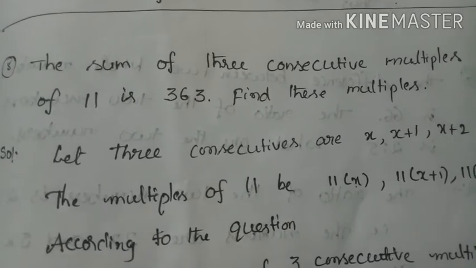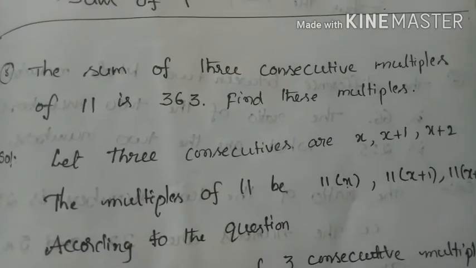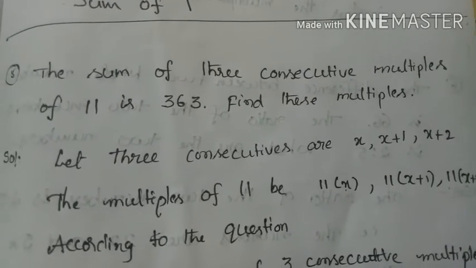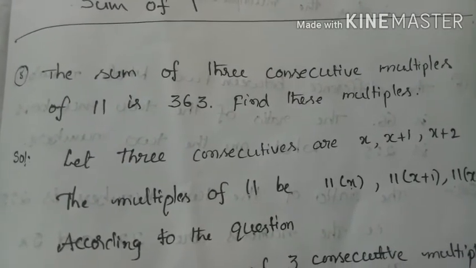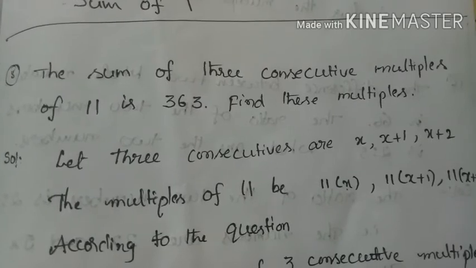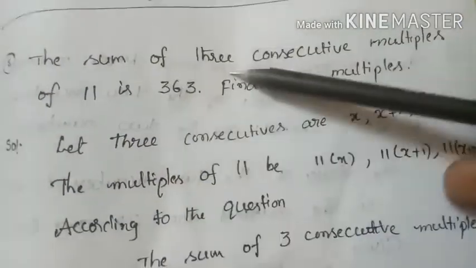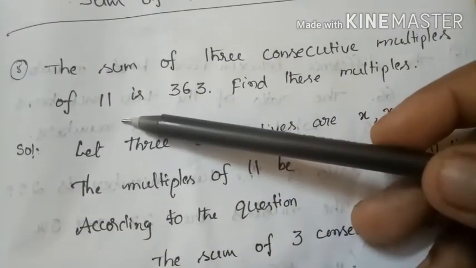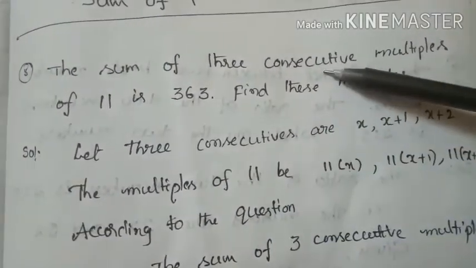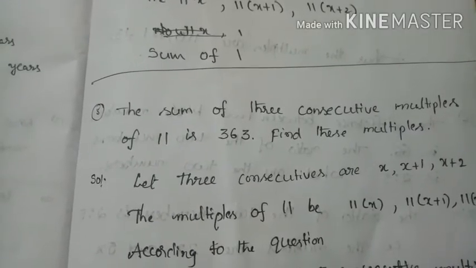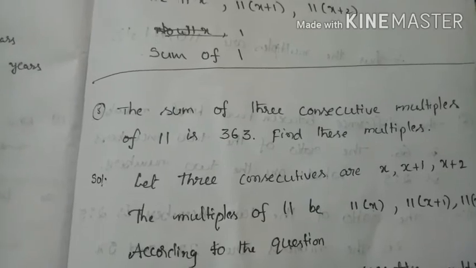The sum of three consecutive multiples of 11 is 363. Find these multiples. Here we have the sum, three consecutives, and they are multiples of 11. First of all, what is consecutive? Consecutive numbers follow each other in order without gap, from smallest to largest.